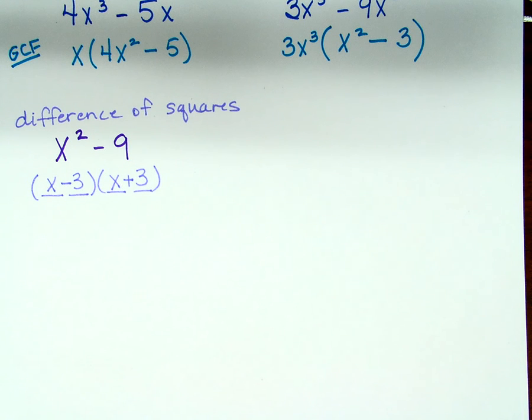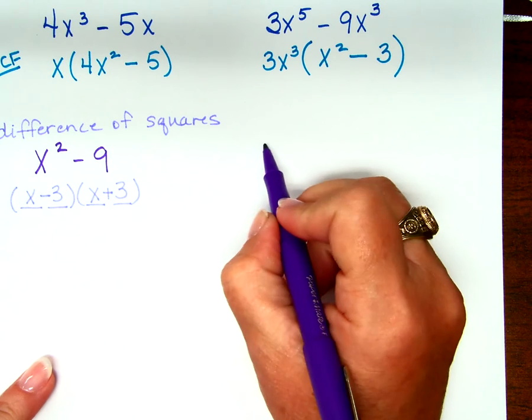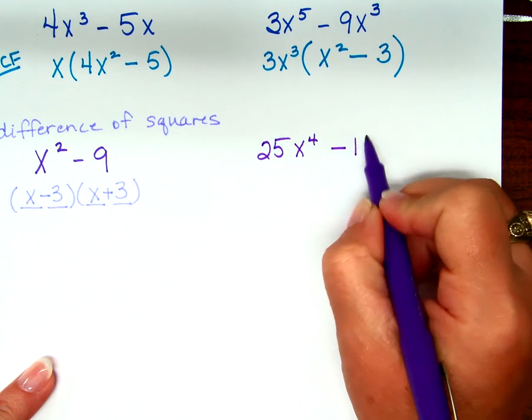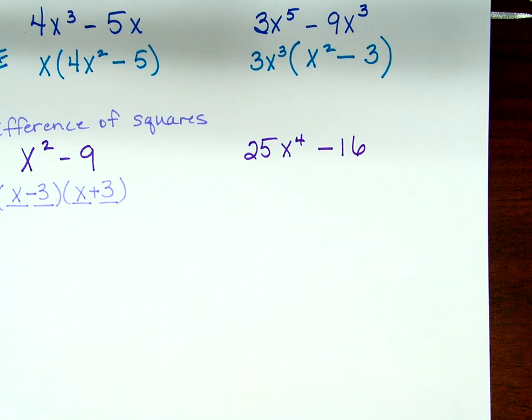Can I do another one for you? Yes? Okay, awesome. What about this one? 25x to the 4th minus 16. Now, the hardest time that people have usually with this is recognizing that it's the difference of squares. Well, first of all, is it a difference?